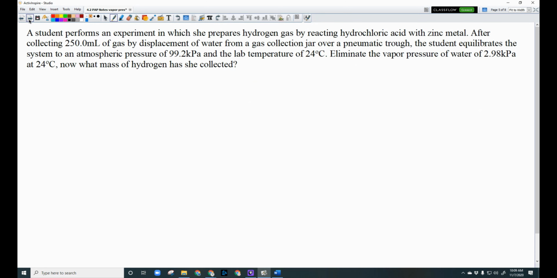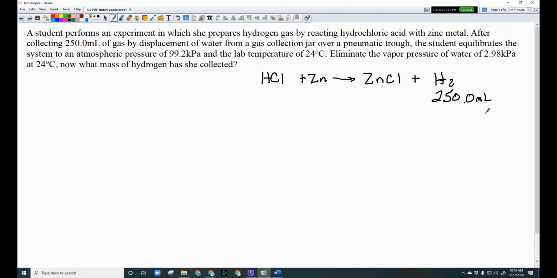Okay, a student performs an experiment in which she prepares hydrogen gas by reacting hydrochloric acid and zinc metal. So she's going to take hydrochloric acid, which is HCl, plus zinc metal. And this is going to give us zinc chloride plus hydrogen gas. After collecting 250 milliliters of this gas by displacement of water from a gas collection jar over a pneumatic trough.